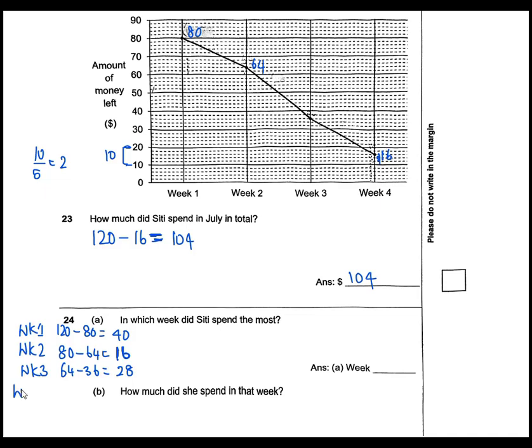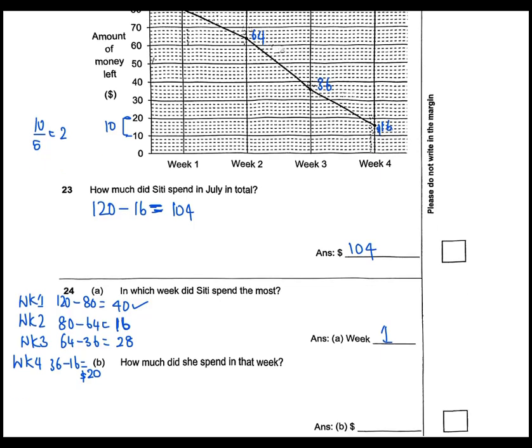And in week 4, she started with $36 and ended up with $16. So week 4 is 36 minus 16, which is $20 at the end of week 4. So now comparing this, in week 1 she spent $40, which is the highest. So this was in week 1. So week 1 she spent $40. Yeah, $40. So the answer for the next question is going to be $40 here.